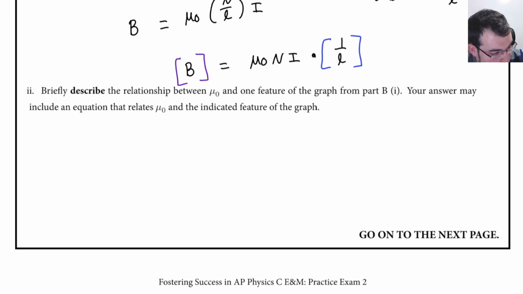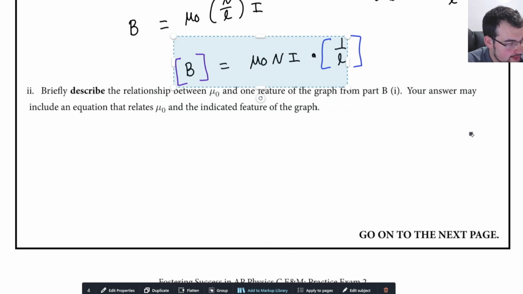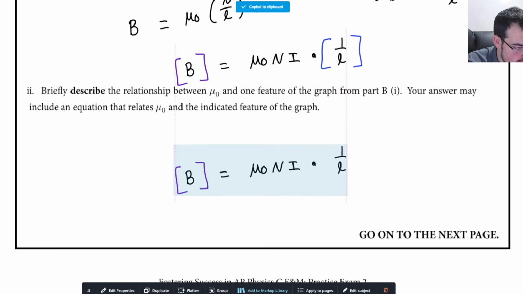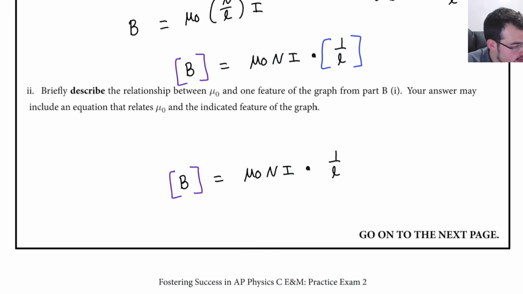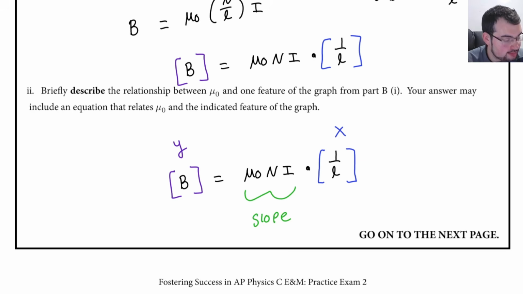We're just going to shamelessly copy paste. Now we can get most of it. Here's how you earn both B points. I graphed B on the y-axis. I graphed 1 over L on the x-axis. And therefore, my number in front of the x must be the slope. Boom. I earned both B points actually right here, because it's clear what's going on each axis, and it's clear how mu naught relates to my slope.